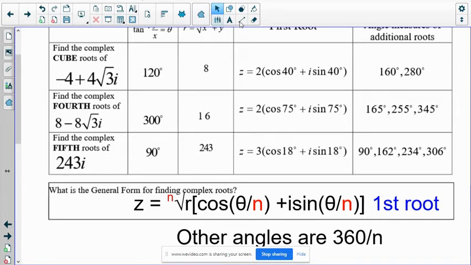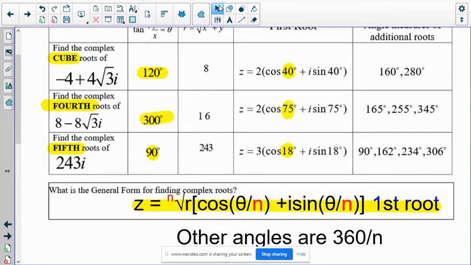So notice up here, when we had 120 and you were doing the cube root, we took 120 and divided it by 3 to end up with 40. We took 300 and divided it by 4 to end up with 75. We took 90 and divided it by 5 to end up with 18. Okay, so this gives you the first root only.